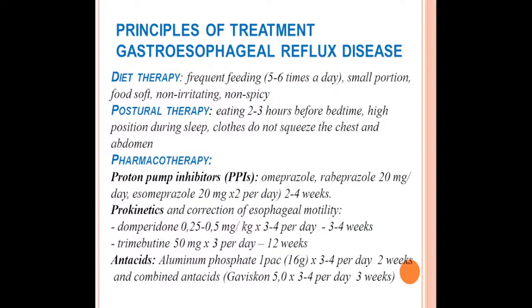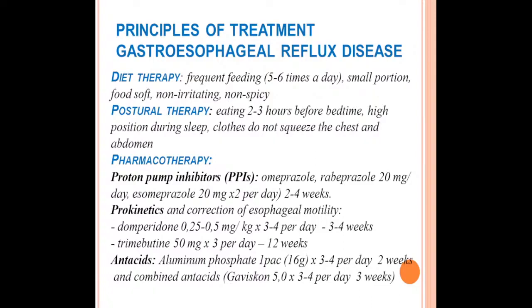The third principle of therapy is pharmacotherapy. First of all, the acidity of gastric juice must be normalized, and proton pump inhibitors help in this pathological process. In pediatrics, omeprazole may be used in adolescents and teenagers. If the child is younger than 10 years, it may be rabeprazole or esomeprazole. The dose of these drugs is rabeprazole 20 milligrams per day, esomeprazole 20 milligrams twice per day.